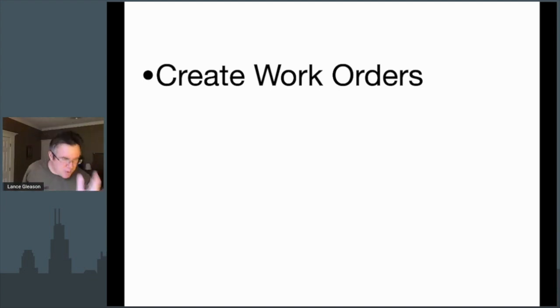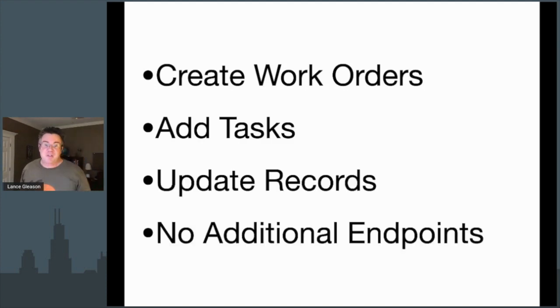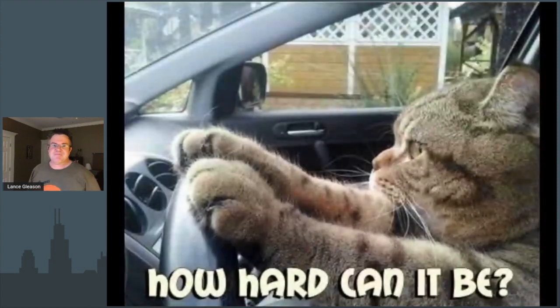Okay, so you're able to create your work orders. You need to be able to add tasks. You need to be able to update records. But here is a big one. They also stated that we don't have any server-side resources to create additional endpoints. So we need to provide all this functionality, allowing users to use this offline with no additional endpoints. How hard could it be?